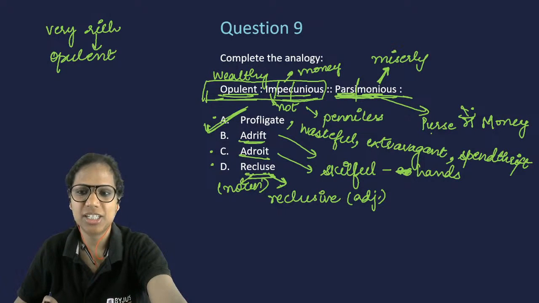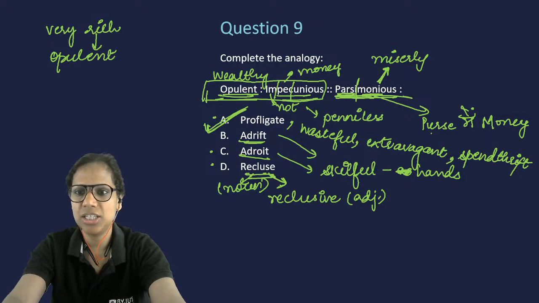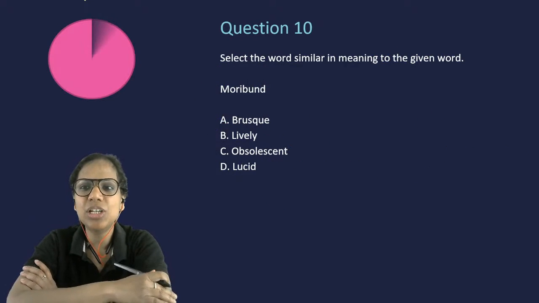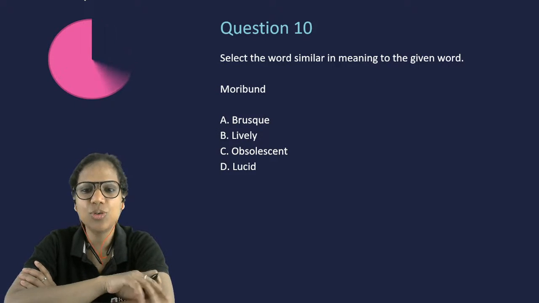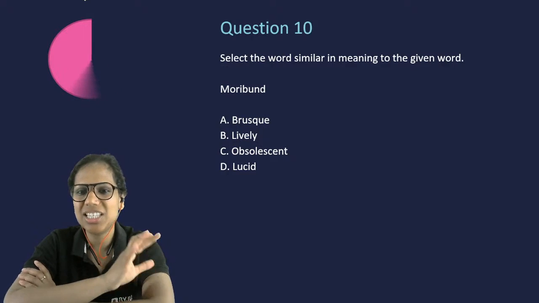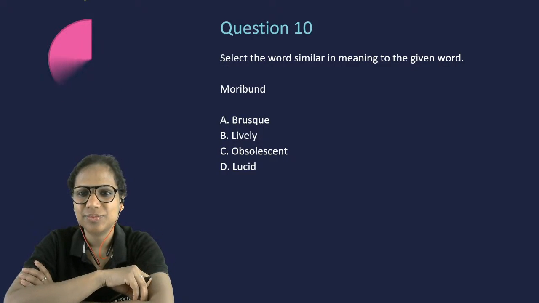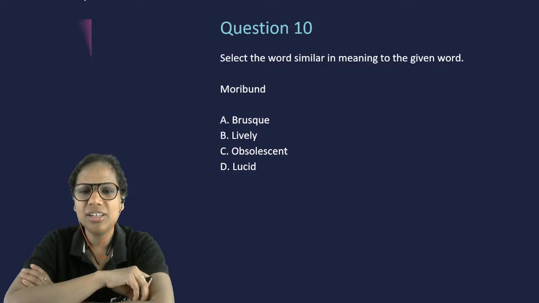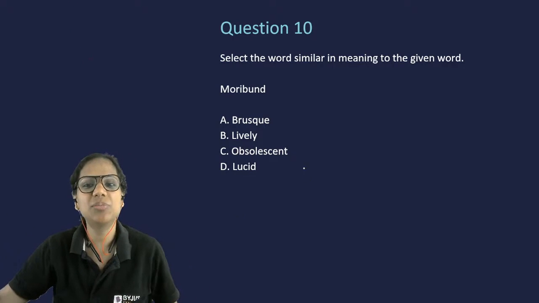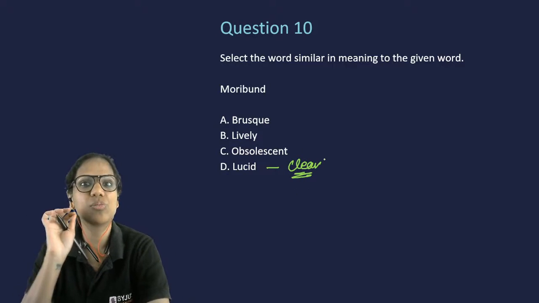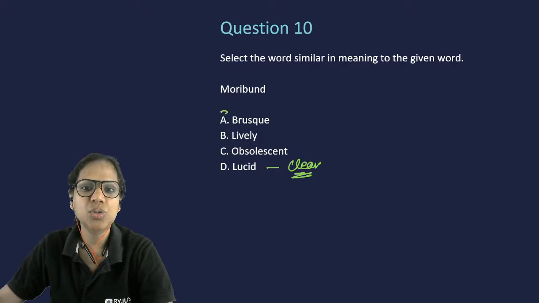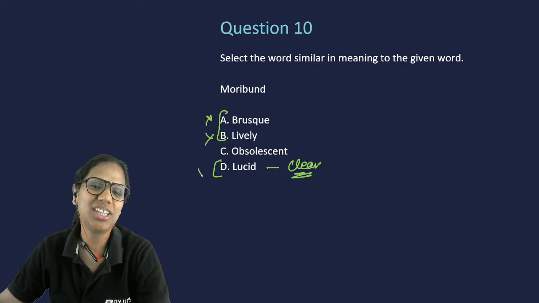Perfect. Correct. Yogiraj, Sri, Sonali, Mayank, correct answers. Now, similar in meaning to moribund. You have to give me a synonym. Brusque, you already know the meaning of. Lively is an easy word. Even lucid is an easy word, isn't it? Lucid means something that's very clear. So if I said he made a lucid argument, that means his argument was very clear and logical. So these three are eliminated. They are not the synonyms of moribund.